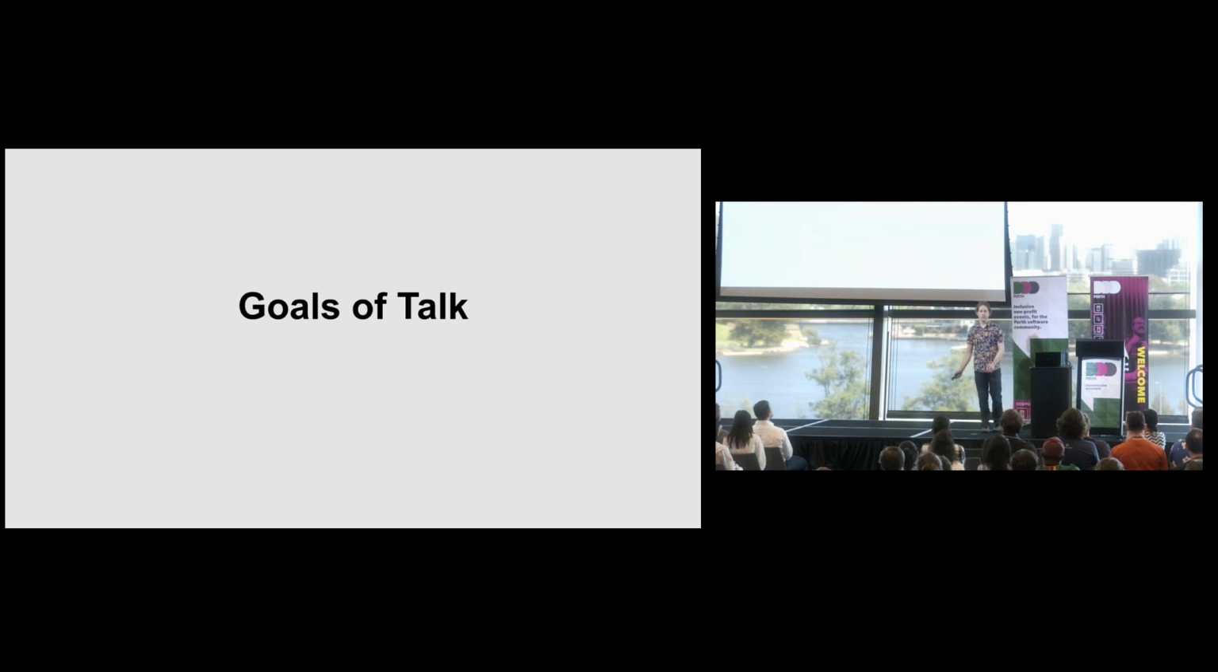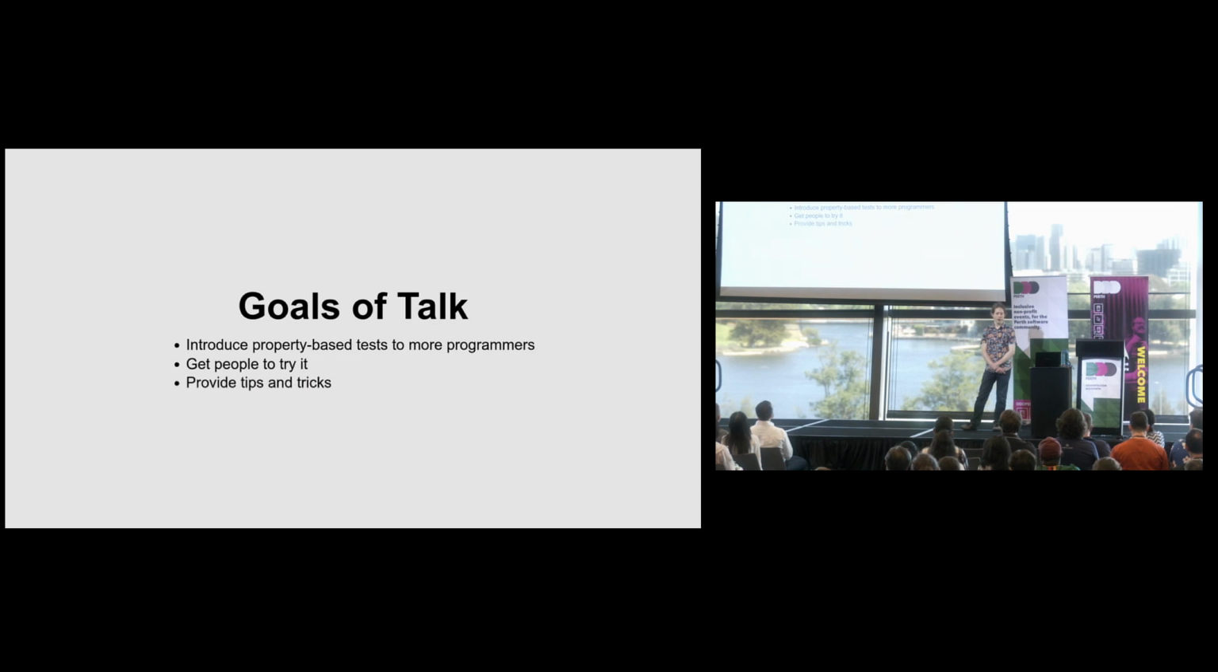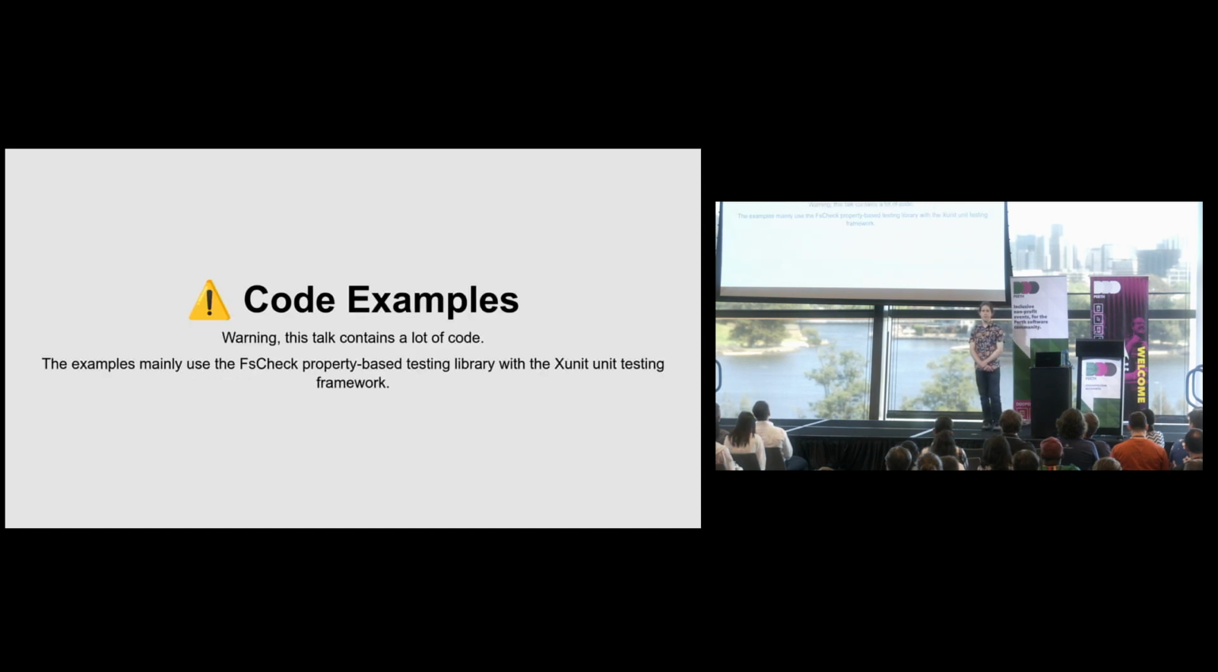Property-based testing is not something that's particularly well known, which is a bit of a shame because I think it's a really useful technique. The goal of this talk is to get more people to try it. I'll introduce the techniques and concepts and provide some tips and tricks to make it easier to get started. Warning, this talk contains a lot of code. Most of the examples are in C# because that's what I'm most familiar with. The property-based testing library is available in many languages though. I'm using XUnit as the unit testing framework and FsCheck as the property-based testing library.